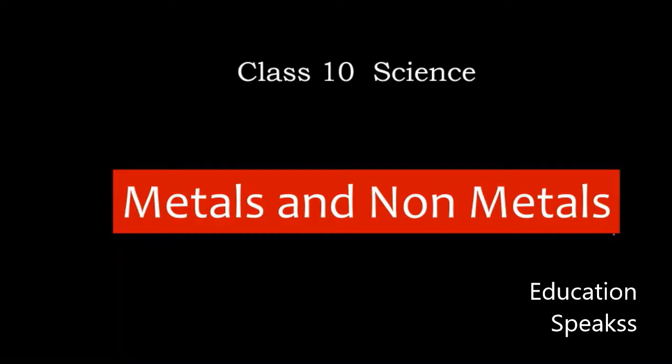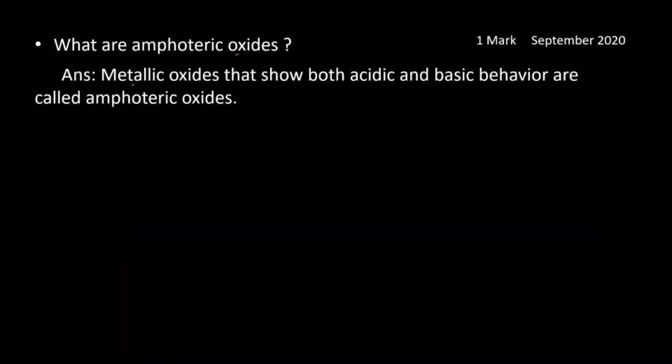In this video, I am going to discuss questions from the chapter Metals and Non-Metals, and these questions were asked in previous year question papers. First question is, what are amphoteric oxides? Answer is, metallic oxides that show both acidic and basic behavior are called amphoteric oxides.